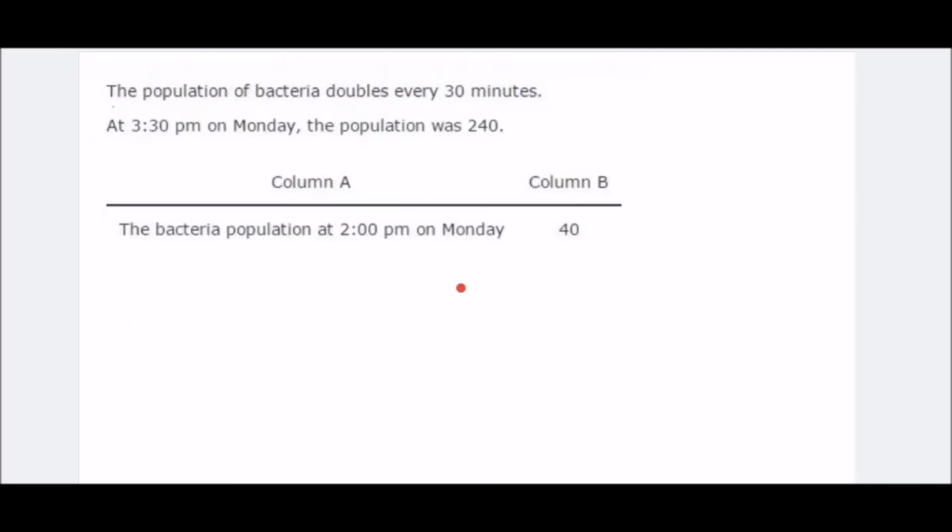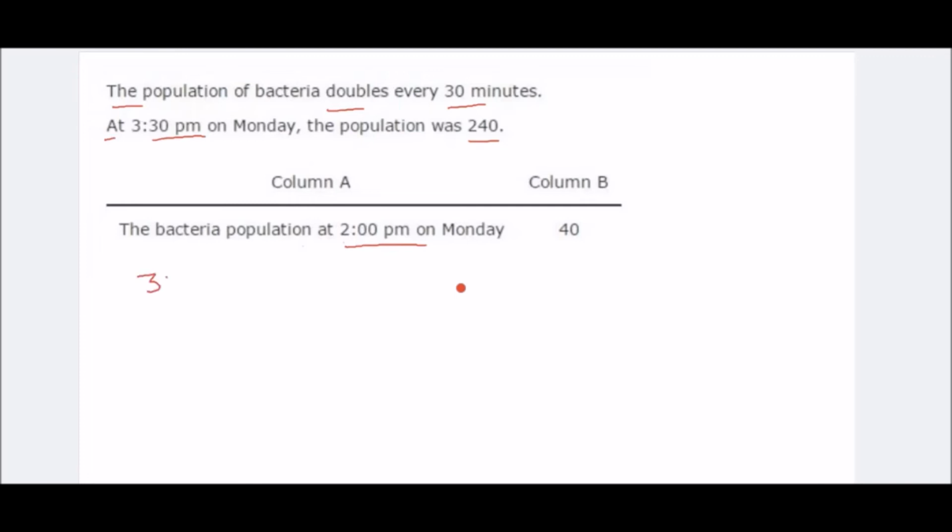Our next question is, the population of bacteria doubles every 30 minutes. At 3:30 on Monday the population was 240. For column A we have to find out the bacteria population at 2 p.m. See the condition, in every 30 minutes the population becomes double, and at 3:30 the population was 240. So we have to find out the bacteria population at 2 p.m. 3:30 is given, so we have to find out at 2 p.m. So now reverse the pattern.